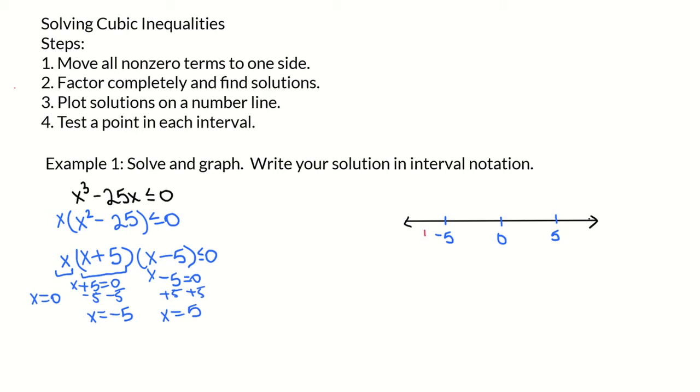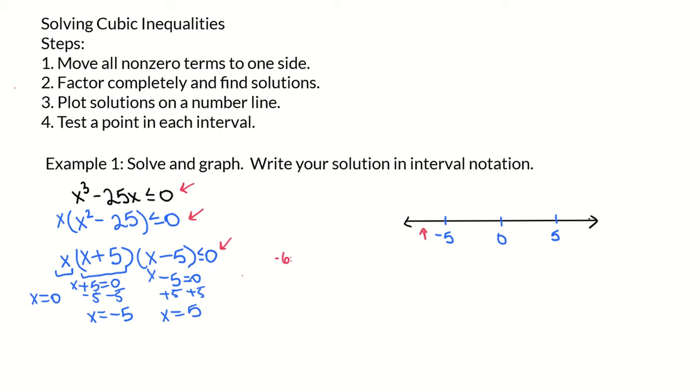So first let's test a point to the left of negative 5. Let's test negative 6. And if you recall from quadratics, we can test our point in any form of the equation. So we could choose this form, or this form. Okay, let's test it in the factored form.